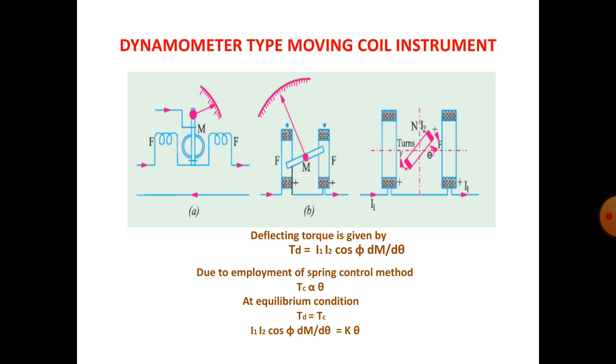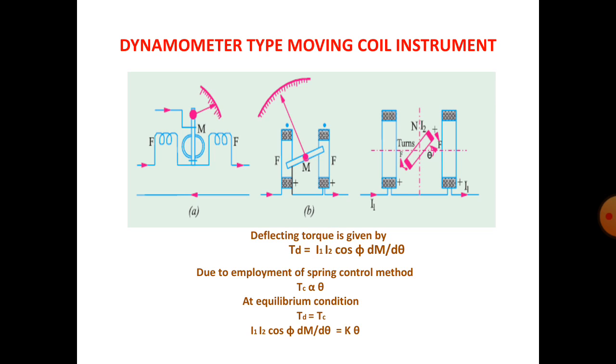So here F represents the fixed coil. A fixed coil is split into two halves, F and F. In figure B we can clearly observe that in between, the middle one is the moving coil. F represents the fixed coil, M is the moving coil. This fixed coil is an air core coil. So whenever the current flows through this air core coil, automatically a magnetic flux is set up. Due to this magnetic flux, the fixed coil cannot move. Why? Because it is a fixed one.